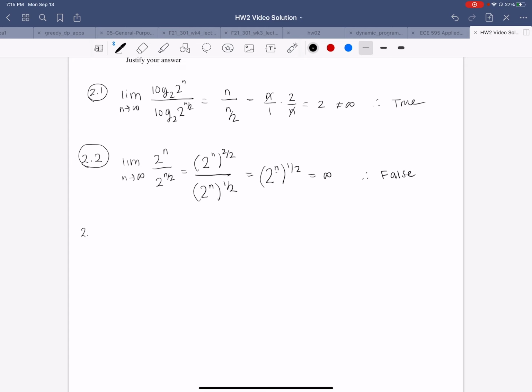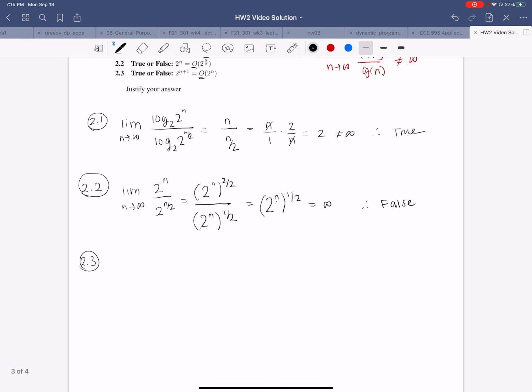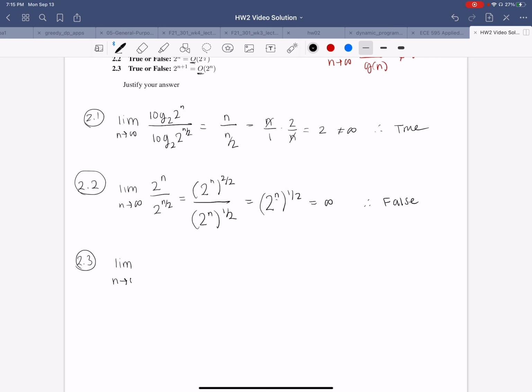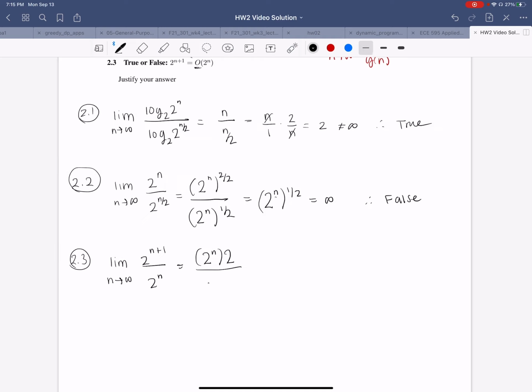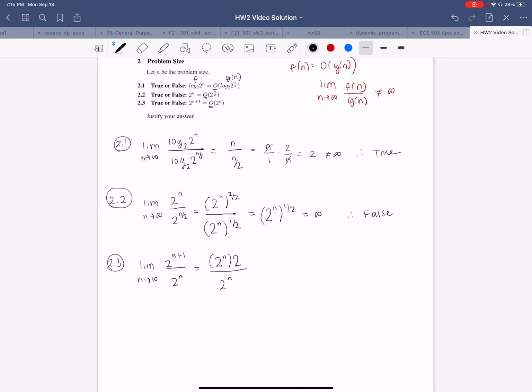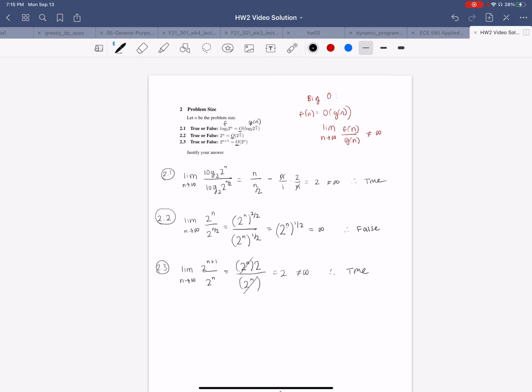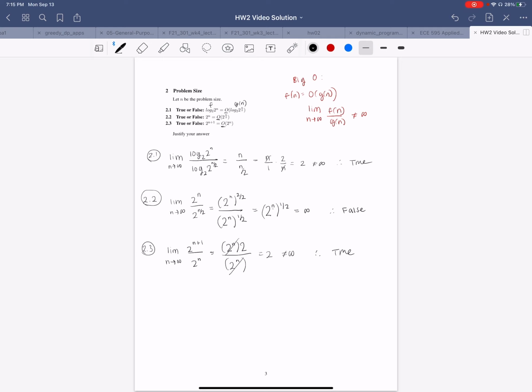Then 2.3, we have the limit as n goes to infinity, 2 raised to the n plus 1 power over 2 to the n. So this is really just 2 to the n times 2. Again, I'm just using some basic exponent rules, then 2 to the n on the bottom here. So I'm going to cross this out. We get 2, which is not equal to infinity, so this is true. Notice how for this problem, I've just applied the definition of big O, specifically the limit definition to assist. And I did that for problem 1 as well.